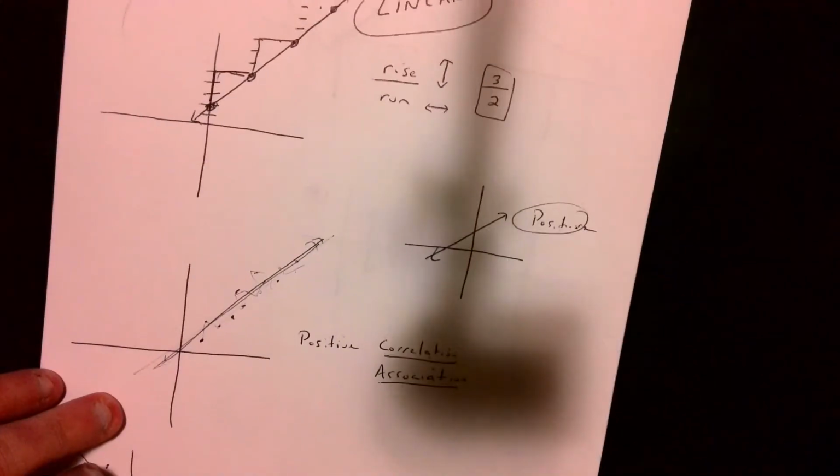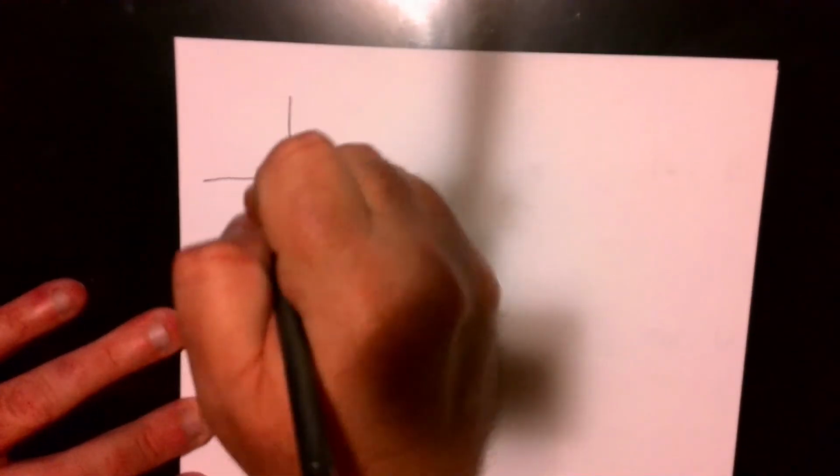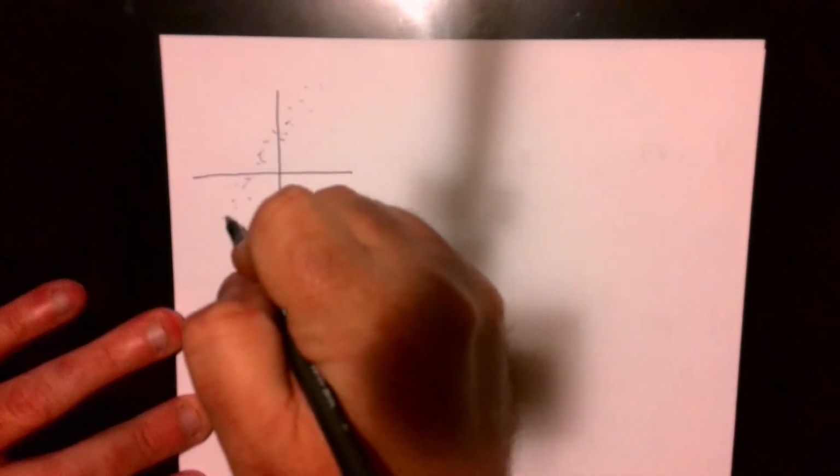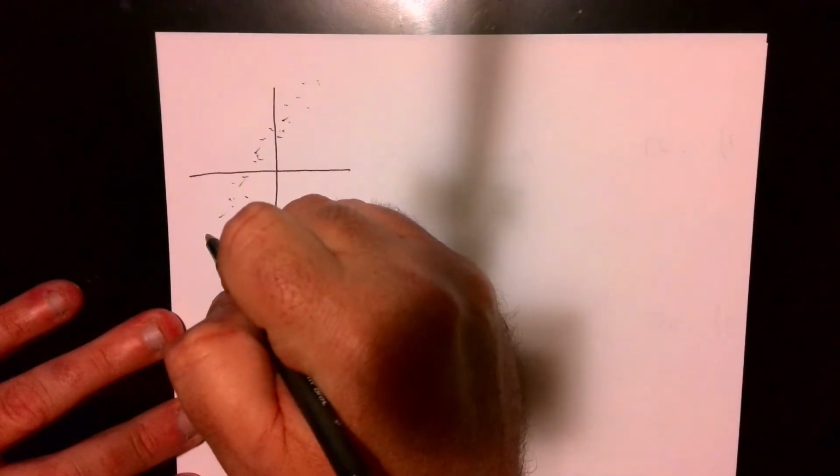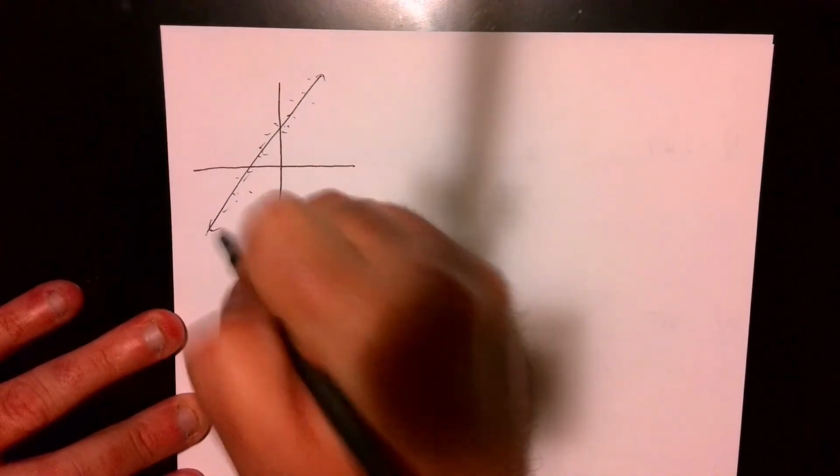So in the first part of your assignment, and some of the questions today, it's going to ask you what is the correlation or what is the association that the scatter plot has? So if it gives you one like this, here's my scatter plot. If I draw a line through the center of them, you tell me, is that positive or negative?